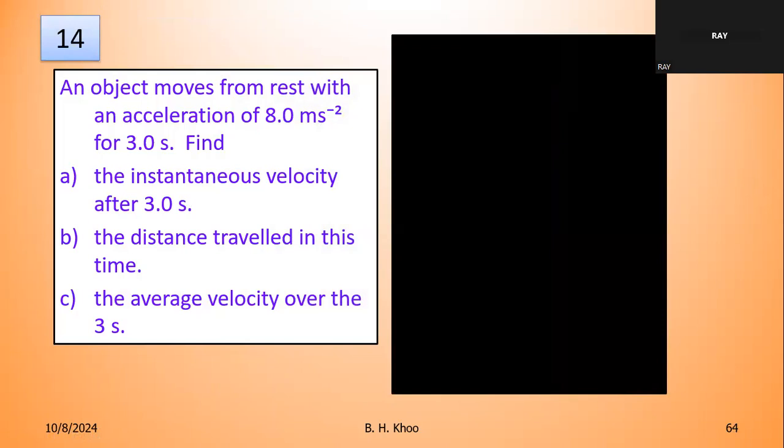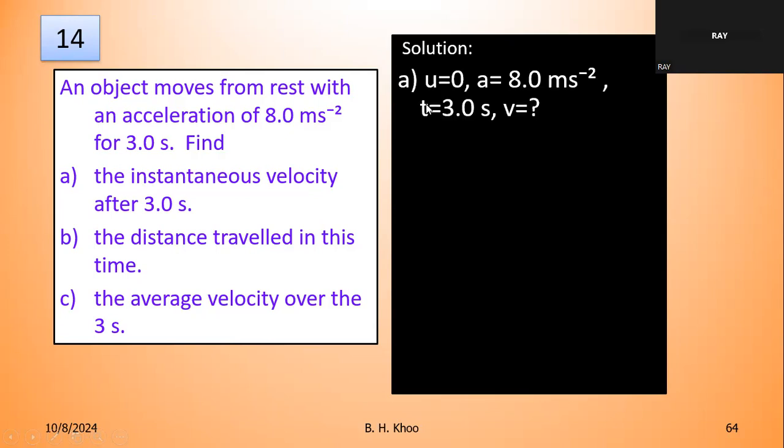An object moves from rest with an acceleration of 8 meters per second square for 3 seconds. Find the instantaneous velocity at 3 seconds. Instantaneous velocity is just the final velocity at 3 seconds. In such a question, usually you write down what is given. From rest, u equals 0. Acceleration is 8. Time is 3 seconds. You want to find v.